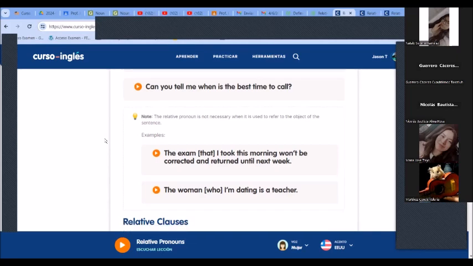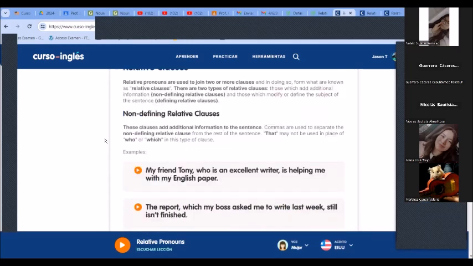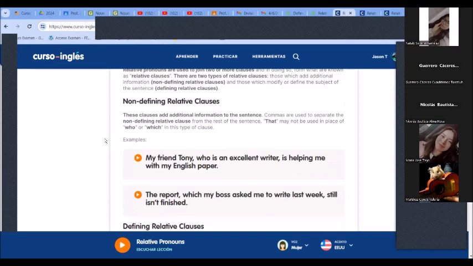All right. Now, relative clauses can be broken down into either non-defining or defining. Let's look at the non-defining relative clauses first. Alma.